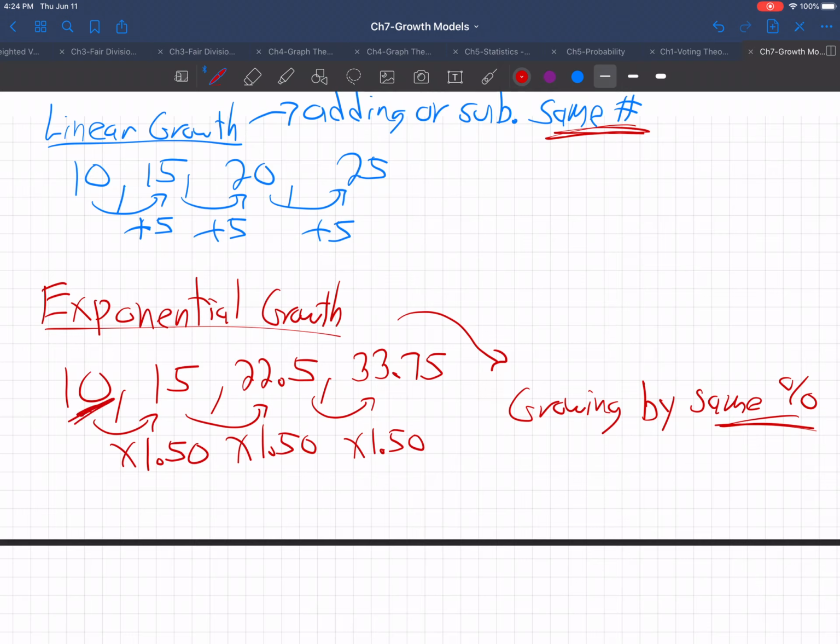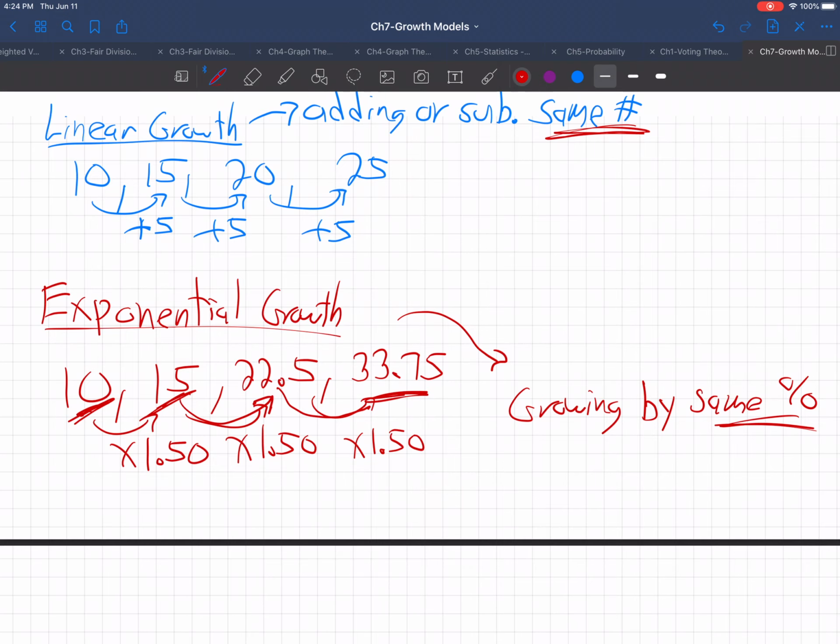10, half of 10 is 5. It went up by 5. And then half of 15, what's half of $15? $7.50. This went up by $7.50. That's why it's up to $22.50 now. And then half of that is going to be something more than $10, $11.25, I guess. So that's why it went up.